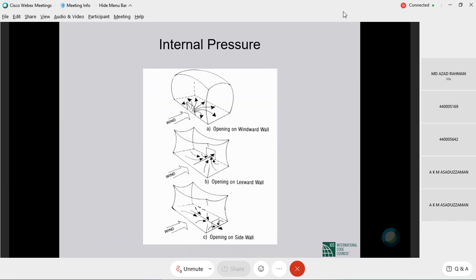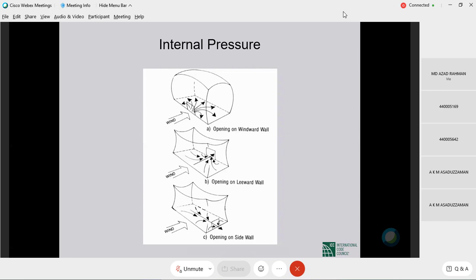Okay. So far we talked about external pressure, but there is something called internal pressure. In the design of a whole building, external pressure is what tends to be important.